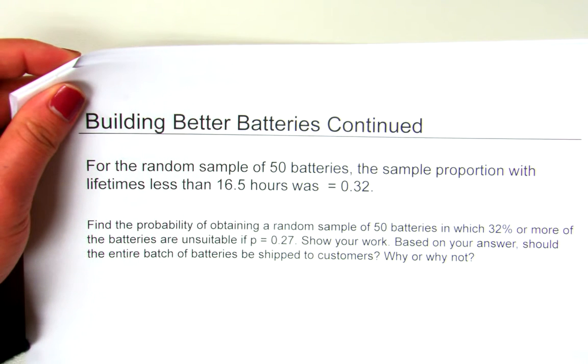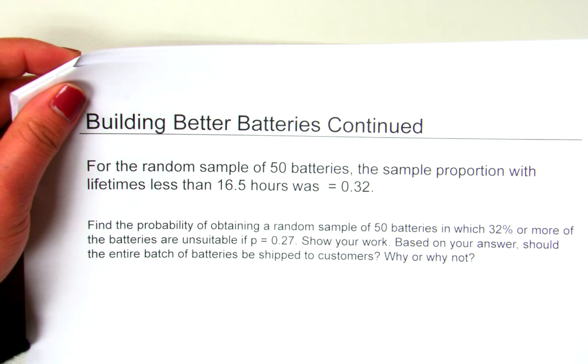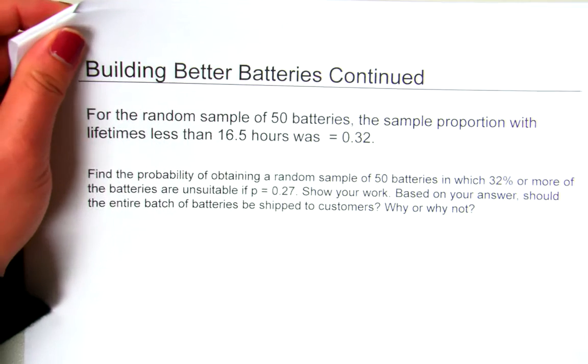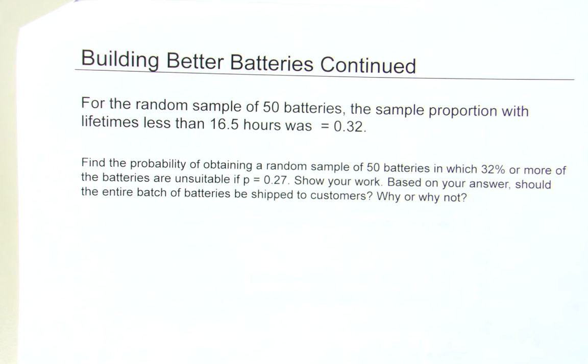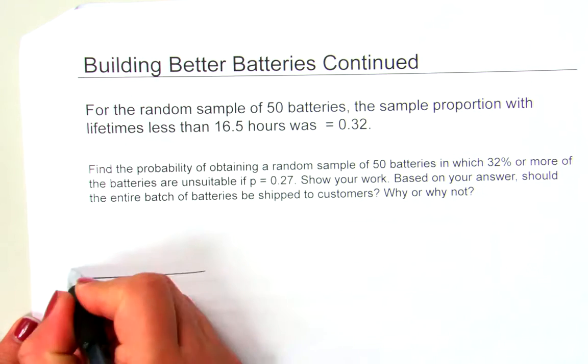For the random sample of 50 batteries, the sample proportion lifetime less than 16.5 hours was 0.32. So the question is, find the probability of obtaining a random sample of 50 batteries in which 32% or more of the batteries are unsuitable if your P is really equal to 0.27. Show your work, and we should go by pretty quickly.